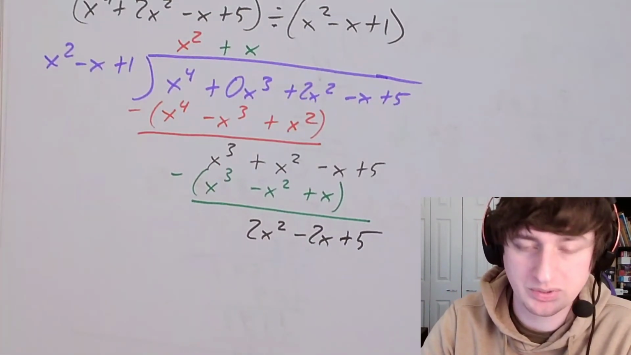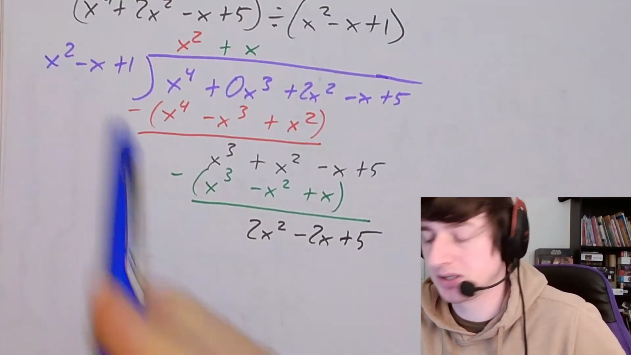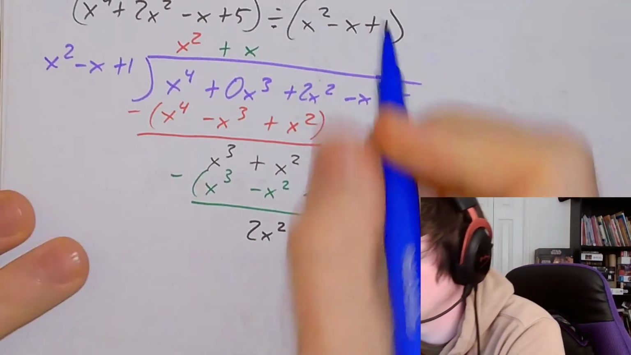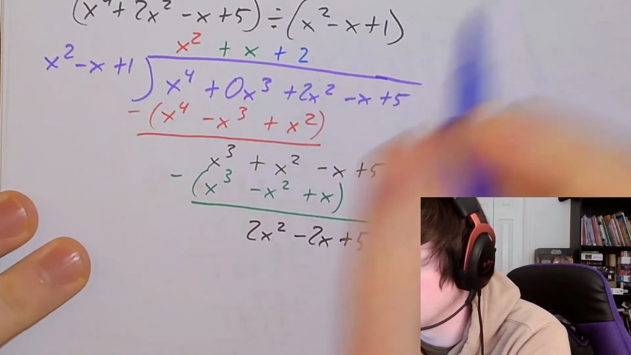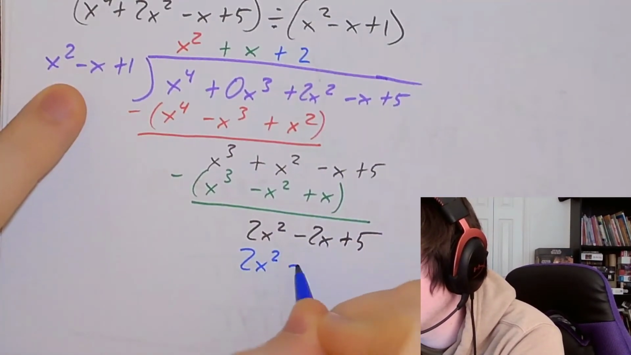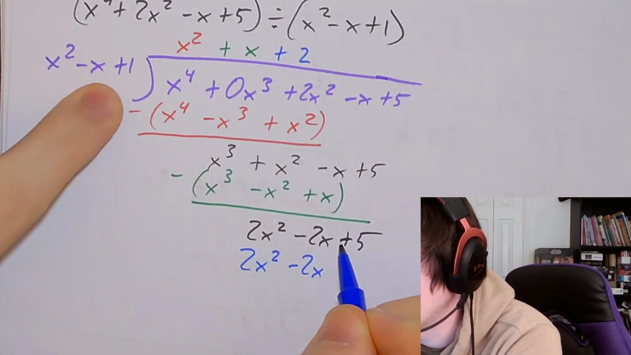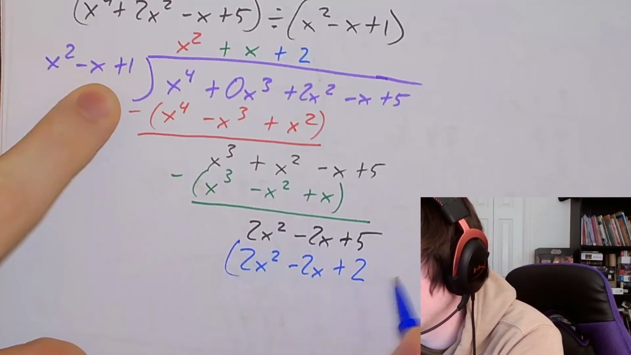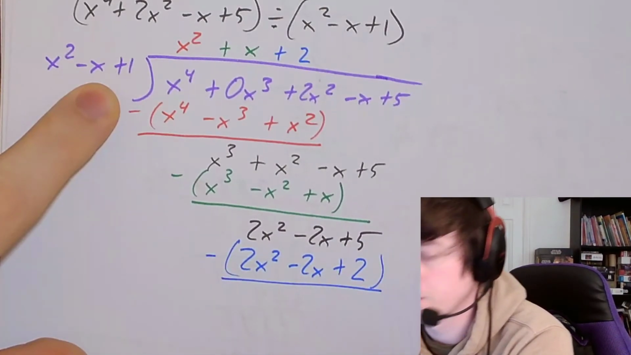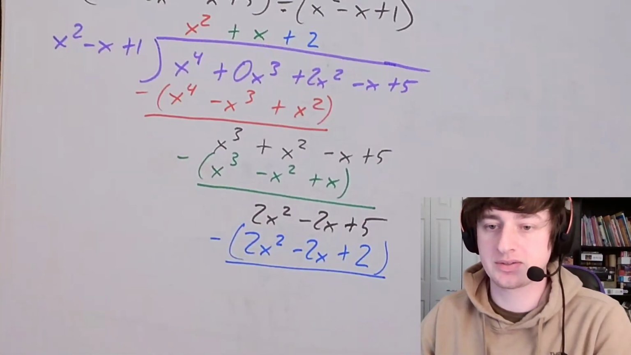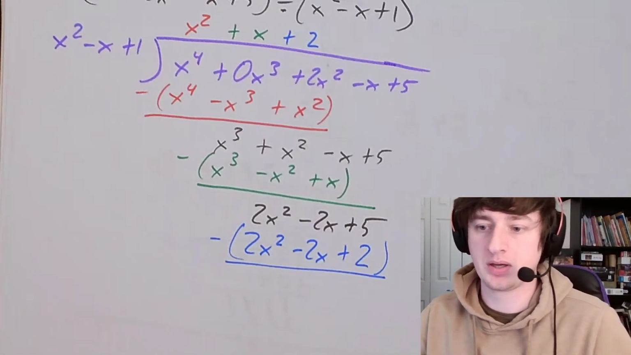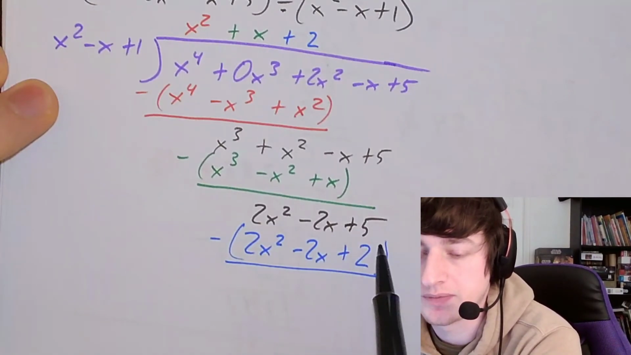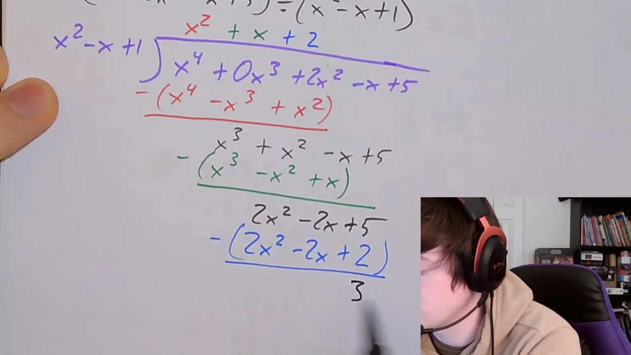And then what do we need to multiply x squared by to get a 2x squared? Well, that's just a 2. So 2x squared minus 2x plus 2. I'm going to subtract all that. And this first thing cancels to 0. This cancels to 0. And then we get a 5 minus 2, so we get just the 3.